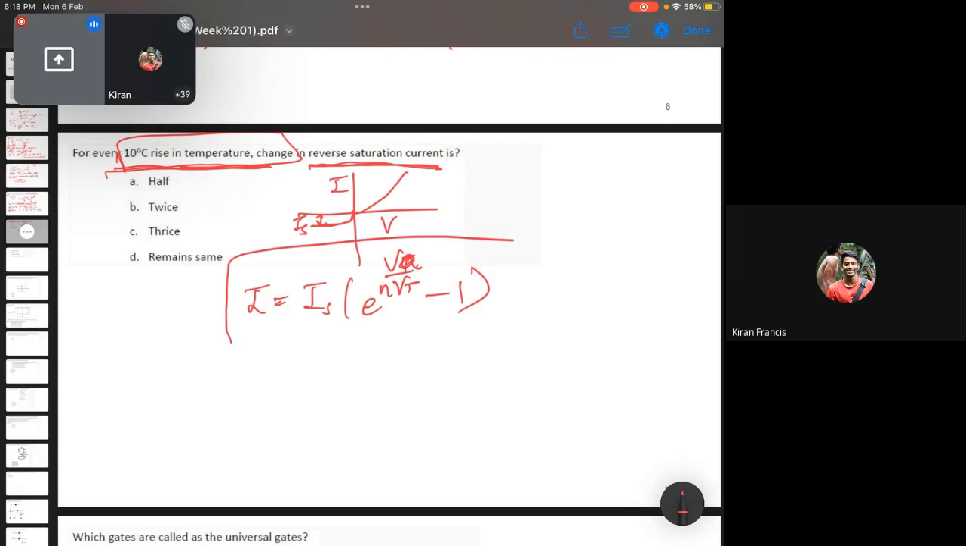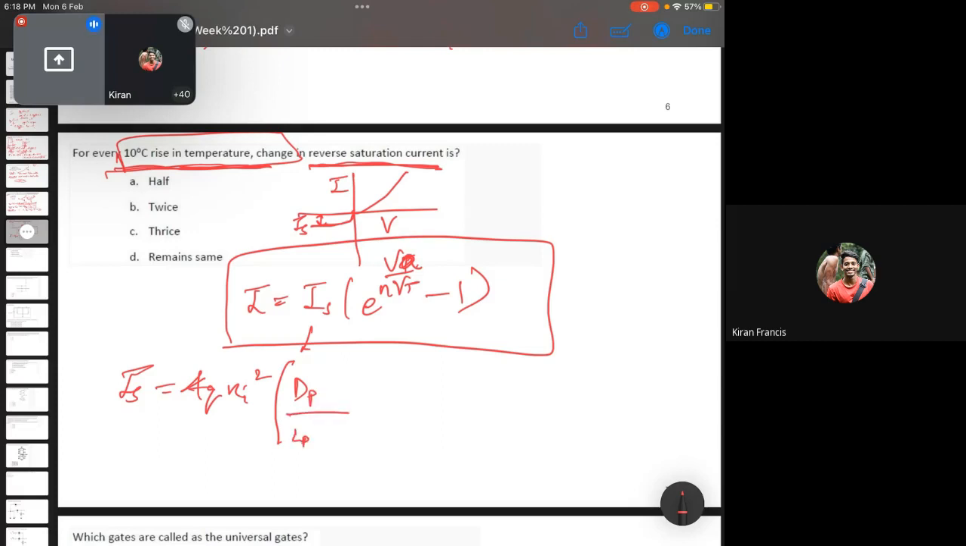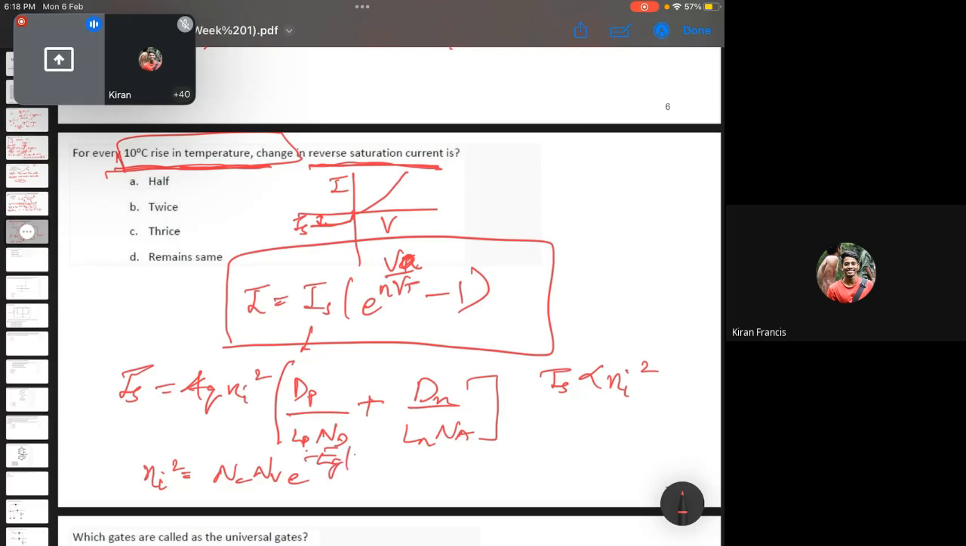So this is the basic diode equation, and this saturation current is given by A q Ni squared times Dp upon Lp Nd, where A is the area, q is the charge, and Ni squared is the intrinsic carrier concentration. Dp and Lp are the diffusion constant and the diffusion length, and Nd is the donor ion concentration. Similarly, this is Dn upon Ln Na. So here we can see Is is directly proportional to Ni squared. And Ni squared is nothing but Nc Nv e to the power minus Eg upon kT. So the higher this term Eg upon kT, the lower will be the Ni value.